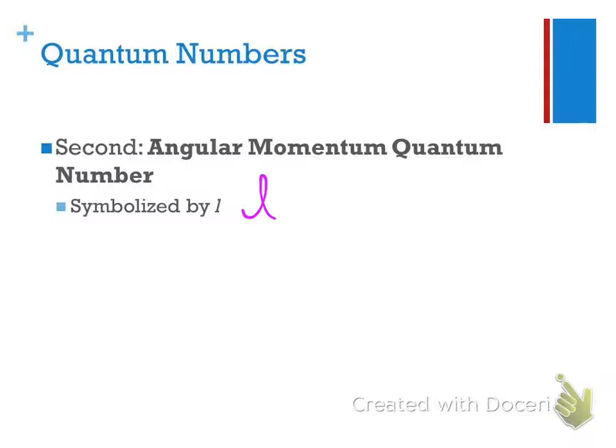Okay, but it is an L. And so that's called the angular momentum quantum number. And what it tells us is the shape of the orbital. So the first quantum number tells us how close that orbital is to the nucleus. The second number tells us what's the shape of the orbital that's holding that electron. Okay?